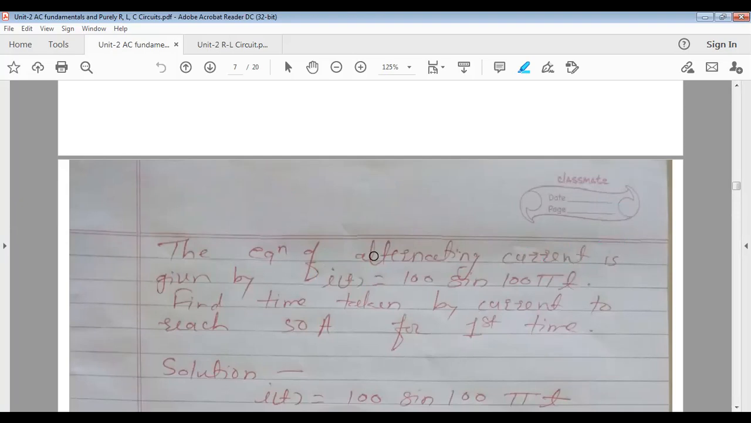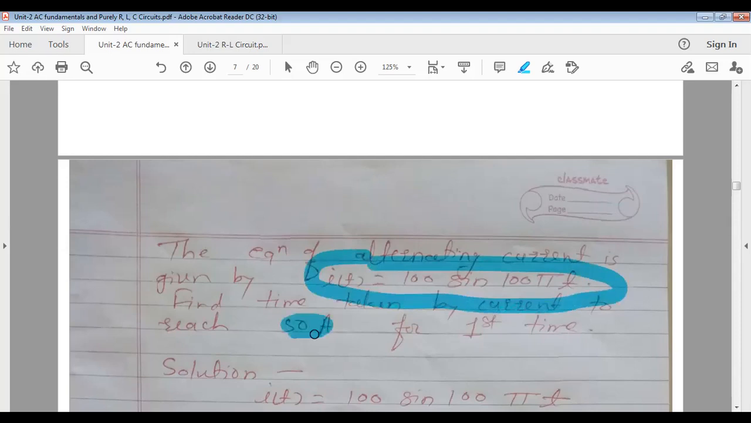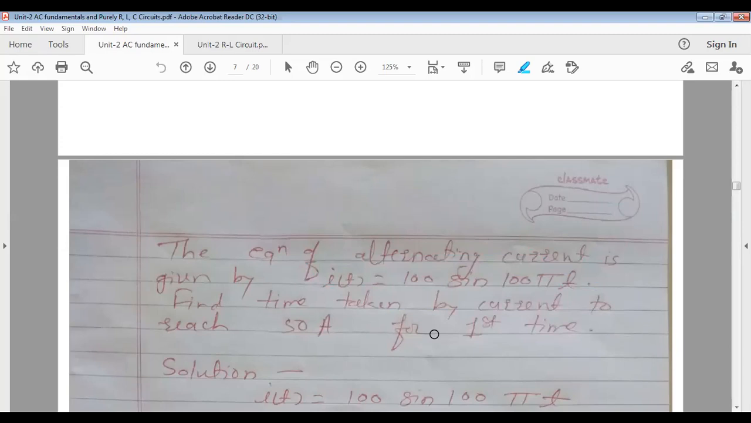Here the instantaneous current equation is given to you, and when I of t is 50 ampere for the first time, what will be the time taken? How can we find the time when the current is 50 ampere? We will equate it to 50, so that sine of 100 pi t is equal to 1 by 2. Then you have to simplify. So here you put I of t as 50 and simplify to find the value of t.